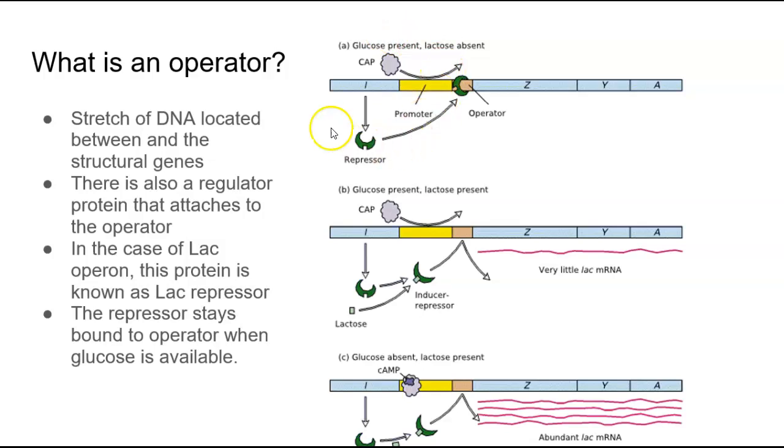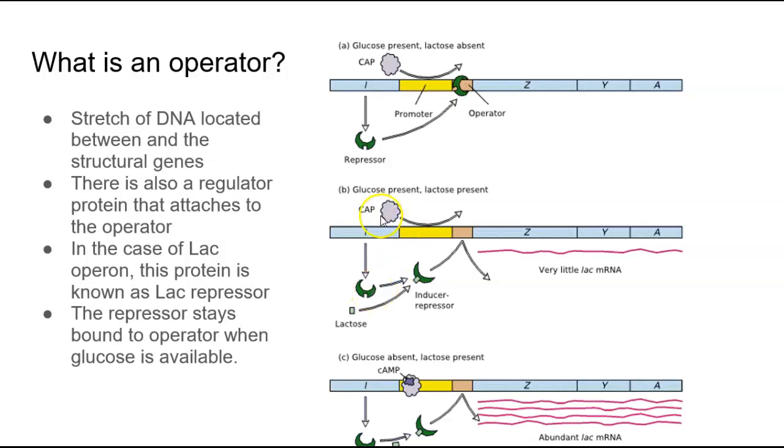So up here is a condition where glucose is present and lactose is absent. When glucose is present, the repressor is going to stay bound, and there's no lactose, so there's nothing there to remove the repressor. So the repressor is bound, and there is going to be no transcription of this operon over here.